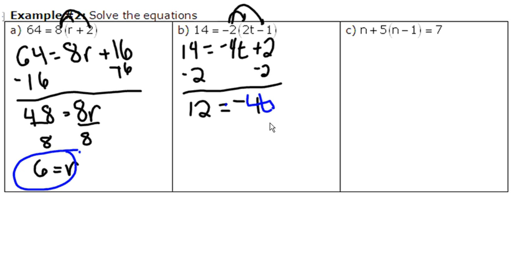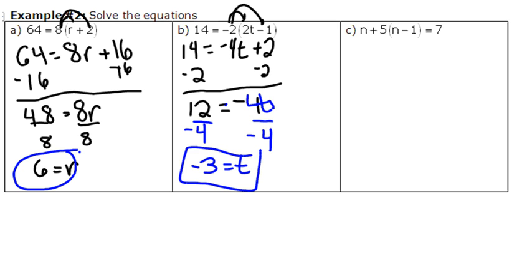Now from here, the negative 4t is multiplication. So I want to undo that by dividing by negative 4 on both sides. So 12 divided by negative 4 is negative 3. Negative 4 divided by negative 4 is a positive 1. So I have negative 3 equals negative t.